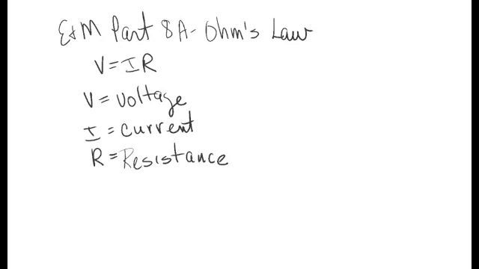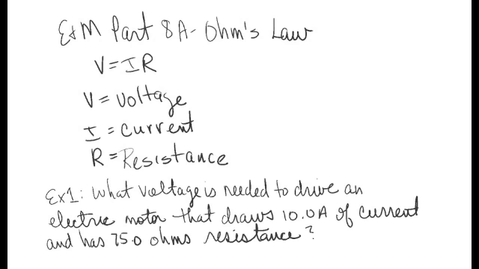As you can see on your screen, Ohm's Law is V equals I times R, or voltage equals amperage times resistance. And you see the definition for each of the symbols on your screen. Let's do a quick little example here.